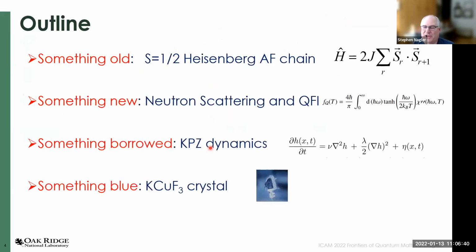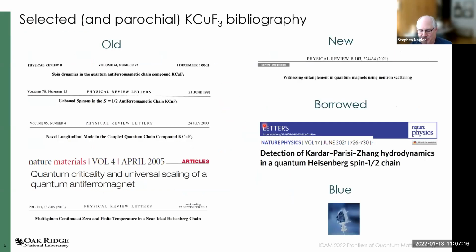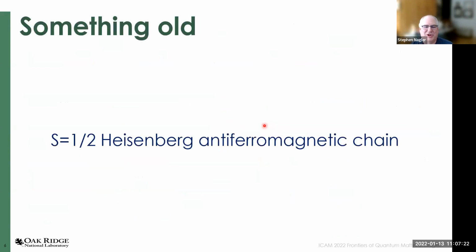So my outline has a mnemonic so I can remember where I'm going. It's something old, something new, something borrowed, something blue. Right? The blue is the crystal. Old is I will talk a little bit about the spin 1/2 antiferromagnetic Heisenberg chain. Something new is I will talk about neutron scattering and what we can say about quantum Fisher information and entanglement. And the borrowed is the KPZ dynamics, Kardar-Parisi-Zhang. So let me just show, first of all, some papers that one can look up for details. Since this is recorded, I won't read anything through them.